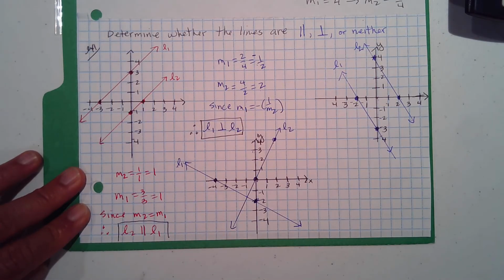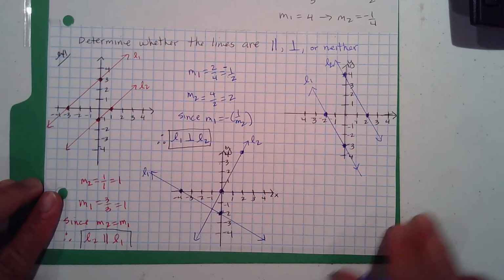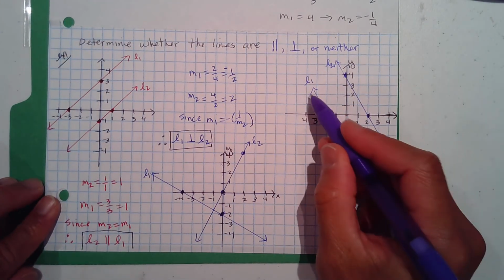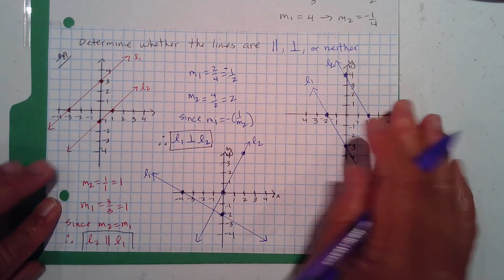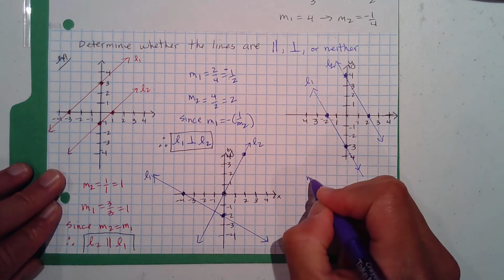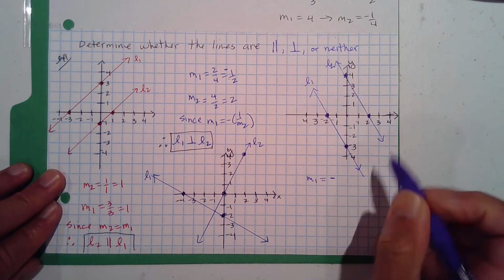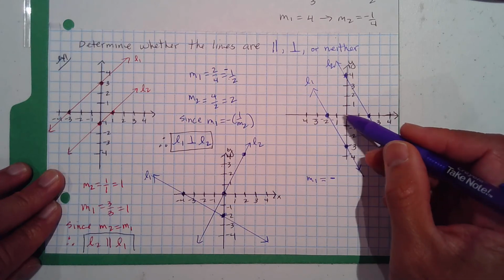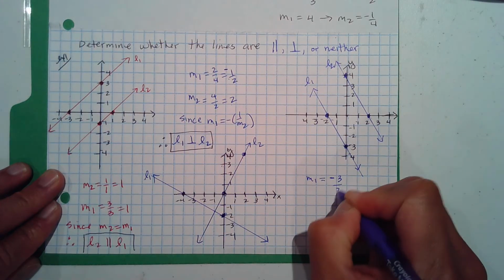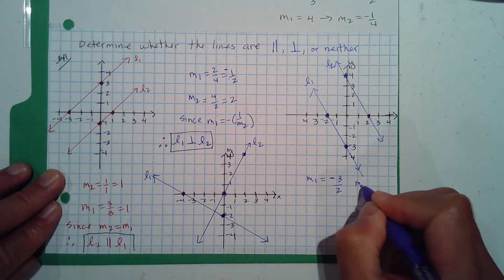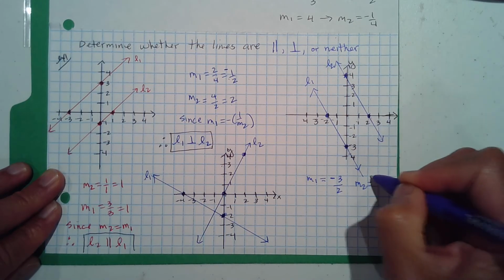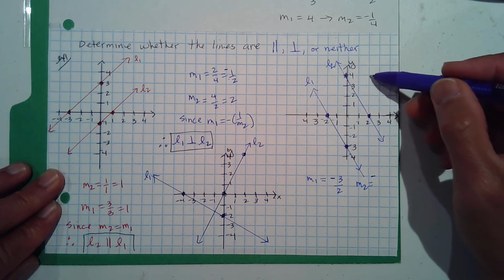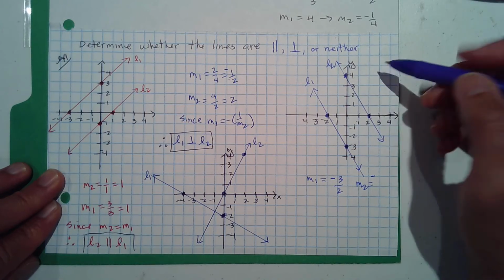Alright, so let's take a look at this last example on this page. Here is line 1. Line 1 is decreasing, so I know the slope is going to be negative. So let's go down 1, 2, 3, and right 1, 2. Slope 2 is negative as well. So we're going to go up 1, 2, 3, 4, and left 2, 1, 2.